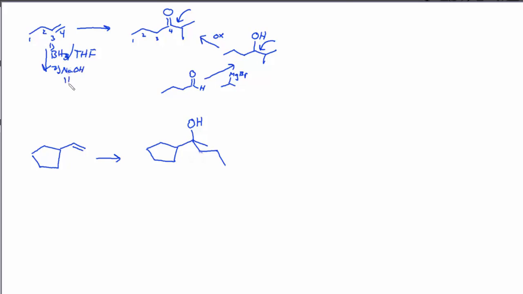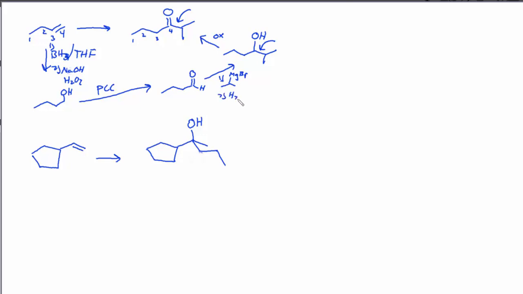So NaOH, H2O2 gives us the alcohol on the outer carbon of our alkene. Then we can oxidize that, let's use PCC perhaps, to the aldehyde. We can add the Grignard, that's our first step.